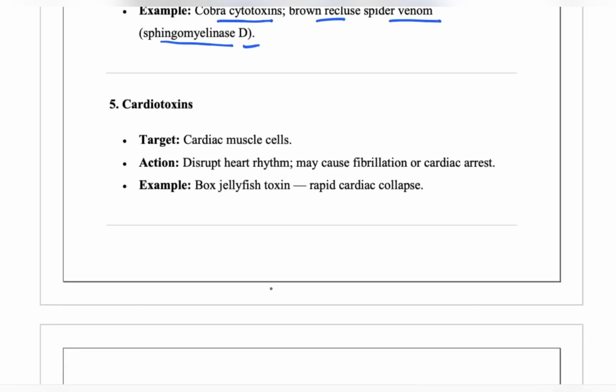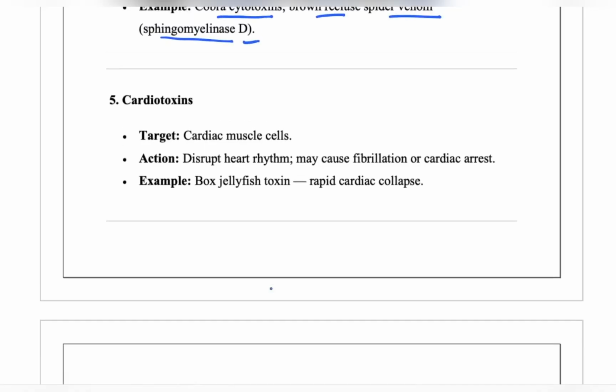Then there is cardiotoxin. For the cardiotoxin, the target is the cardiac muscle cell. The action is that they disrupt the heart rhythm, the heart beats that propel the blood towards the body, right? If the beating of the heart, the rhythm of the heart, is disrupted, it will cause fibrillation or cardiac arrest, right? And examples include the box jellyfish toxin.